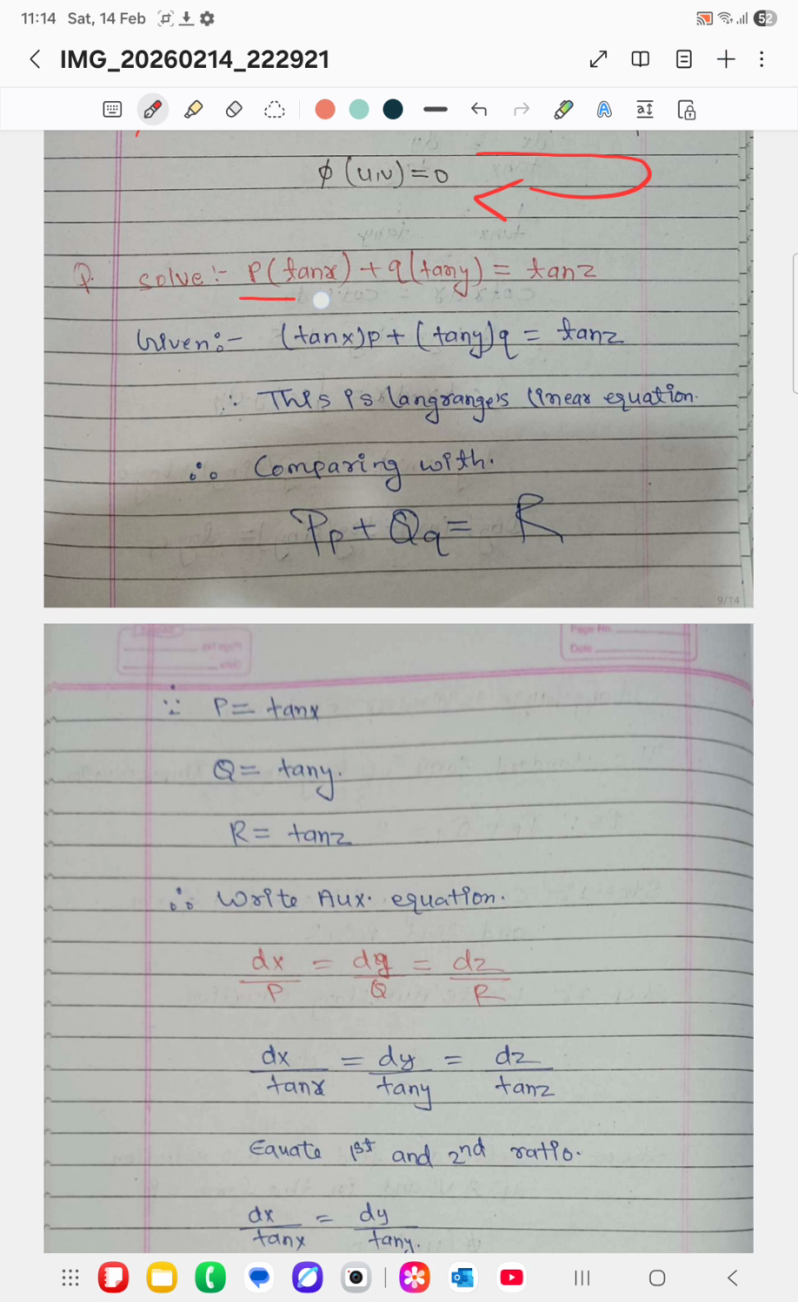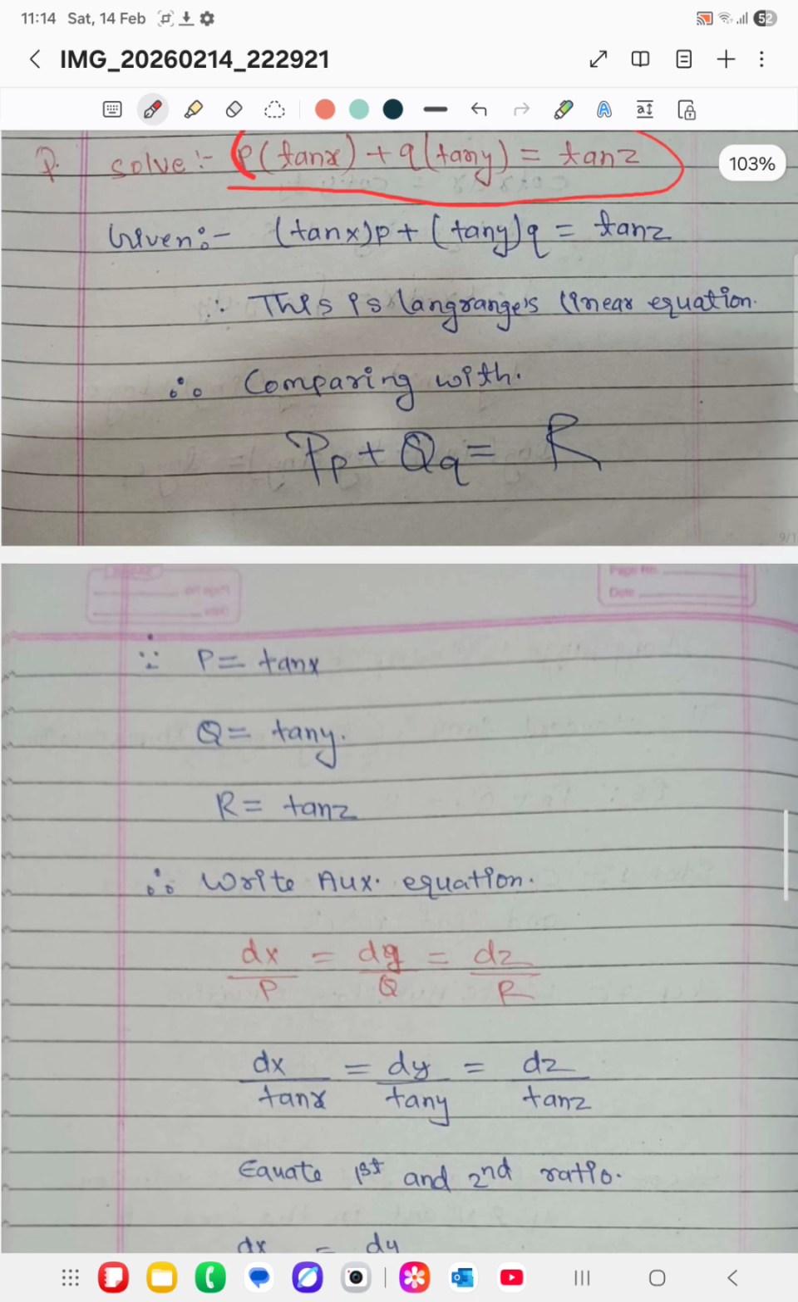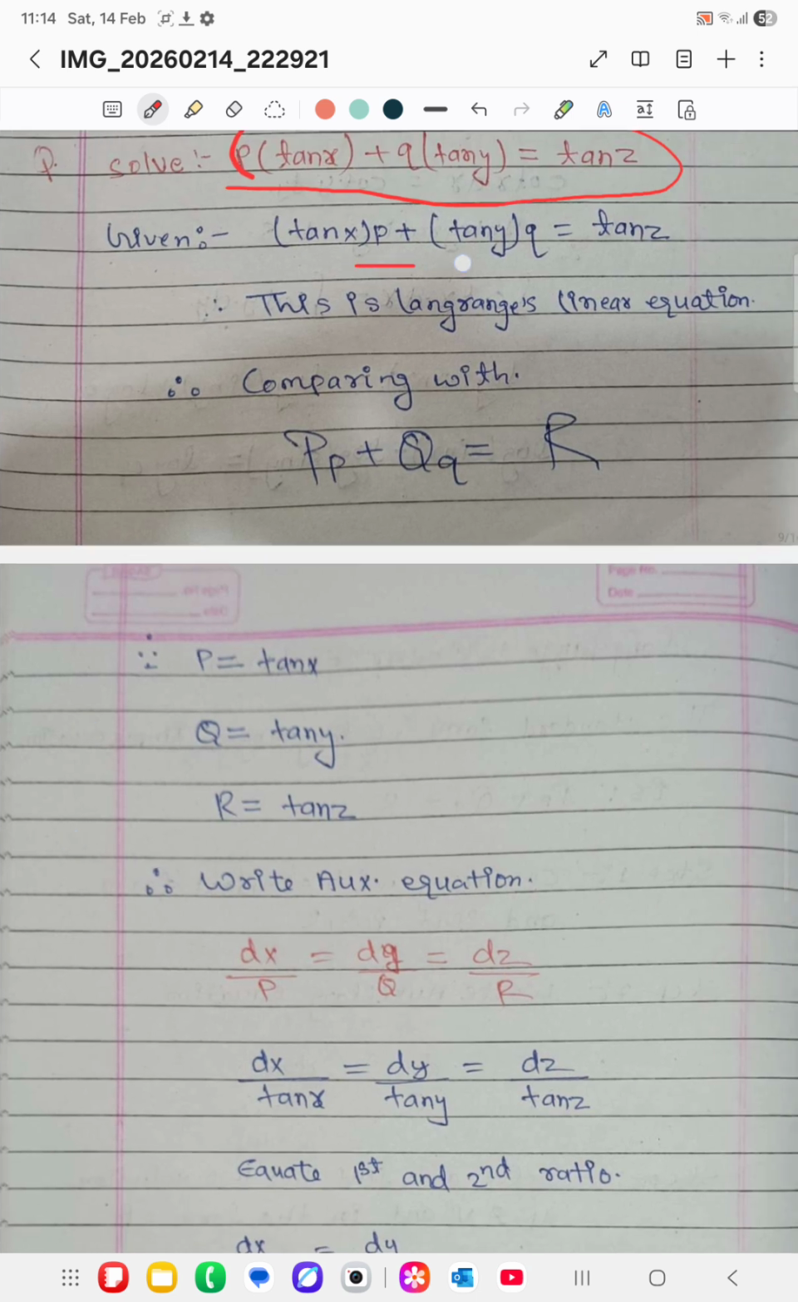Solve p tan x plus q tan y is equal to tan z. Okay, so that is a very easy question, I think. So let us see it here. Given that tan x p plus tan y q is equal to tan z, and we see here that it is in the form of Lagrange's linear equation by comparing this equation with Pp plus Qq is equal to R. So here we find that P is equal to tan x, Q is equal to tan y and R is equal to tan z.